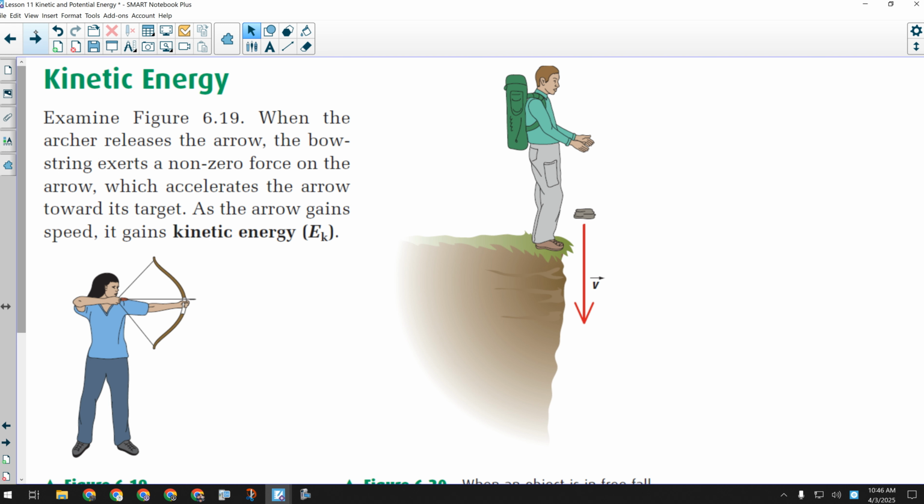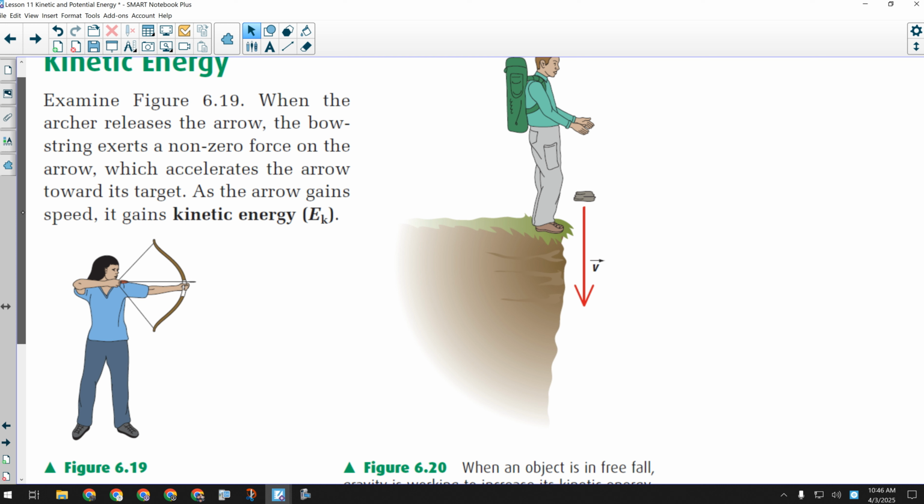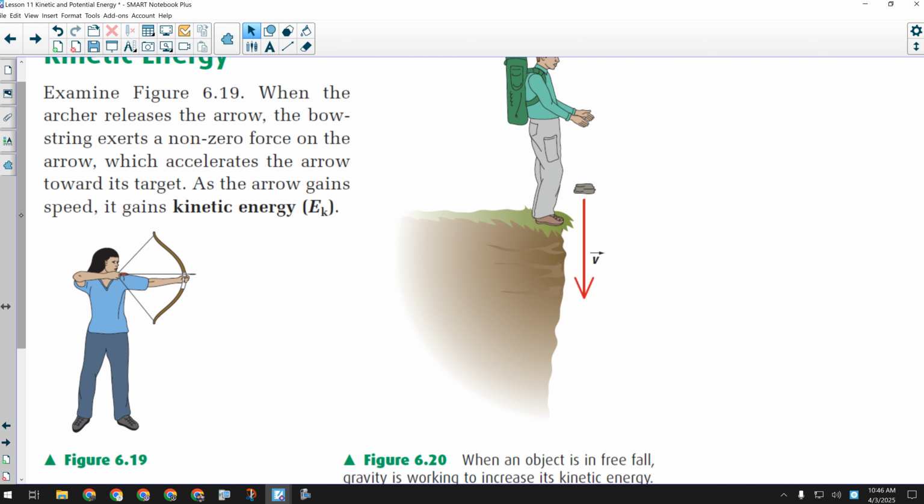Now, before I run out of voice here, let's talk kinetic energy. Kinetic energy is energy you have if you're moving. It is only dependent on 2 things. What 2 things can affect your kinetic energy? Mass and velocity. Yeah, and speed. We can say velocity, but it's technically speed because it's a scalar quantity.